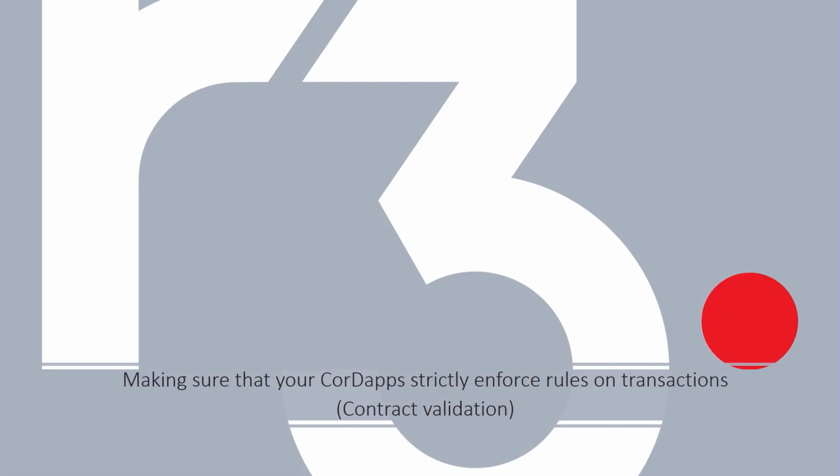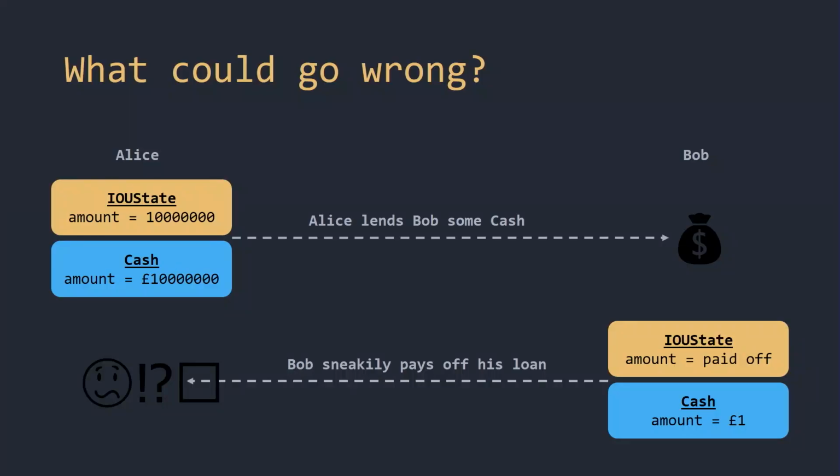So on to the next section, which is properly enforcing rules on your transactions, more specifically, contract validation. To fully understand why we need contract validation, we should see what goes wrong if it's missing. So I've kind of stolen the IOU example that we used for our training. Here, Alice lends Bob some cash, along with an IOU stating how much he owes her. But Bob is a very sneaky person. He says he's paid off the IOU, but instead of paying the £1 million he owes, he's paid £1.